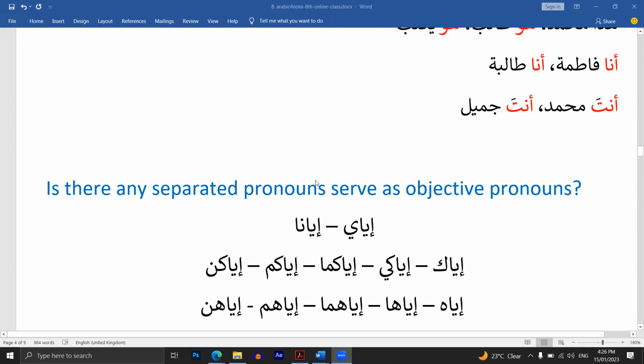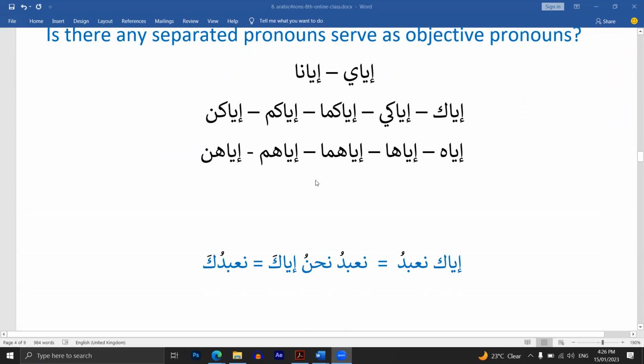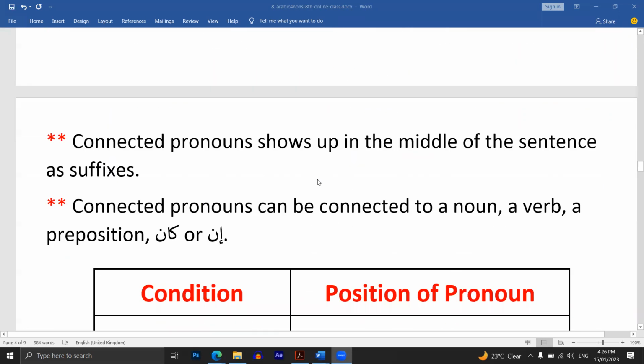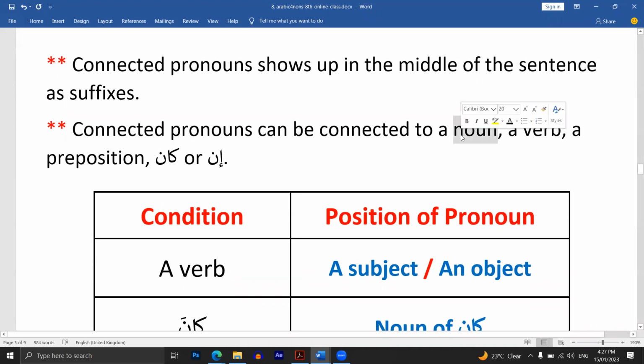Okay, this is our discussion about separated pronouns. Now I want to go deeper into the connected pronouns. Connected pronouns show up in the middle of the sentence. We agreed about that. So once you want to start the sentence with a pronoun, it will be a separate one. But in the middle of the sentence, you will use the connected pronouns, okay? They can be connected to a noun, a verb, a preposition, even kana and inna.